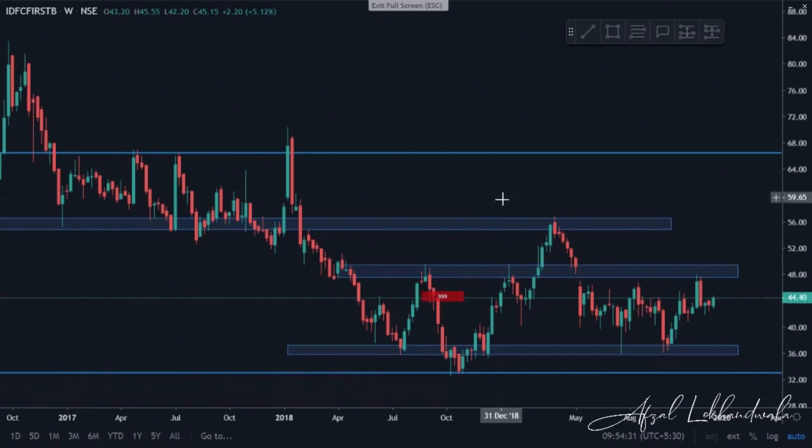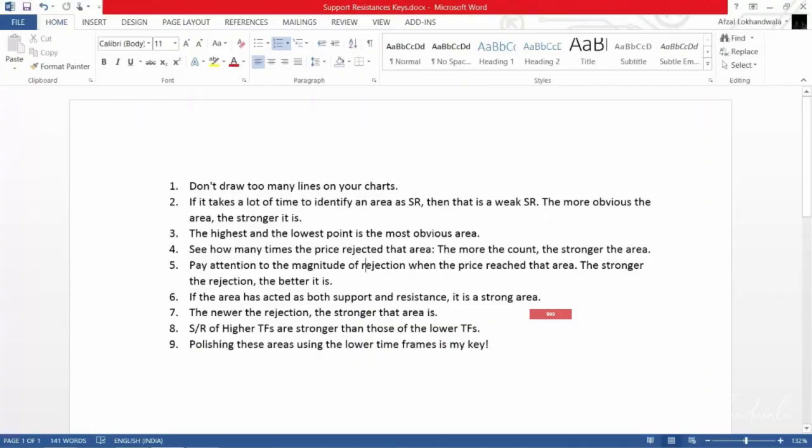I have created a list of 9 points. These points will act as a guidance for us to draw supports and resistances. These points will polish your skills to draw these areas and identify these areas very easily. Let me show you the list now. I want you to note all these points in your notebook right now.